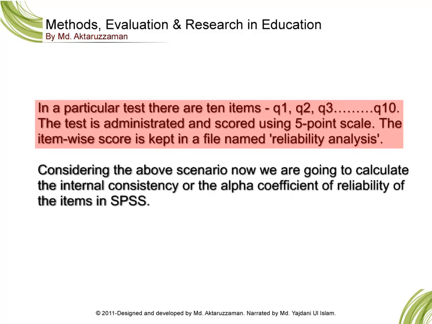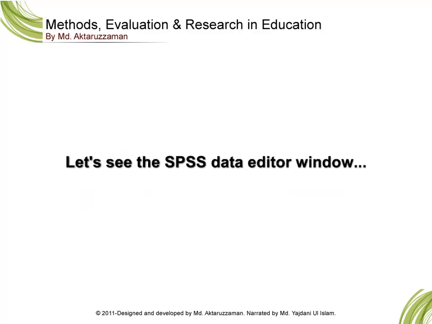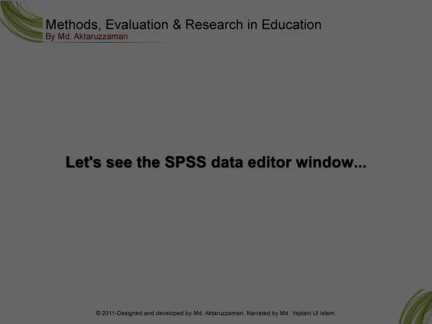In a particular test, there are 10 items, Q1, Q2, Q3, and so on till Q10. The test is administered and scored using a 5-point scale. The item-wise score is kept in a file named Reliability Analysis. Considering the above scenario, now we're going to calculate the internal consistency, or the alpha coefficient of reliability, of the items in SPSS. Let's see the SPSS data editor window at the screen.